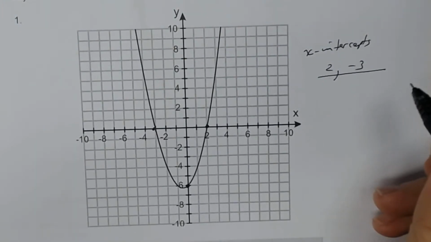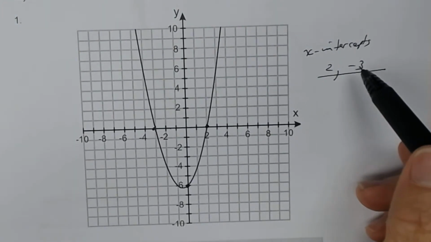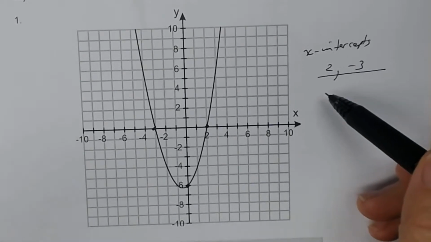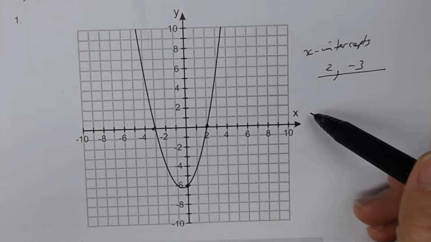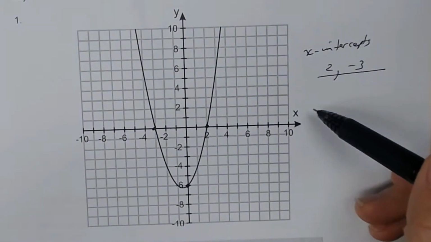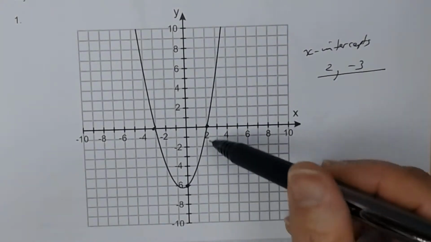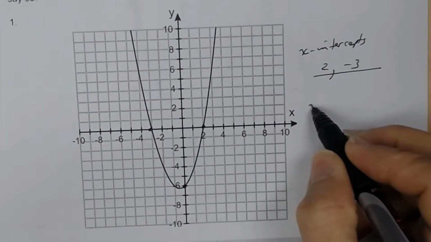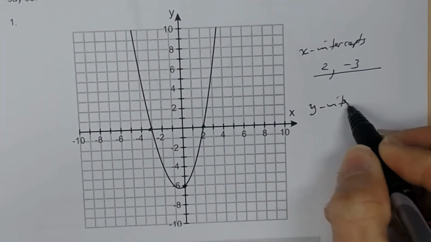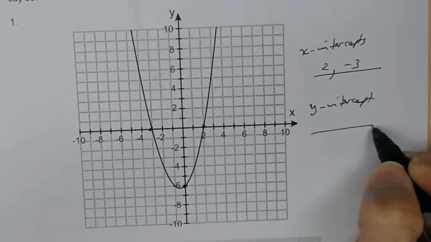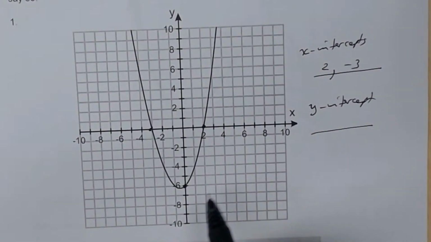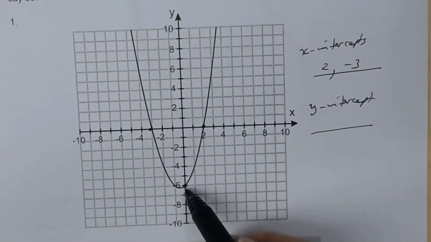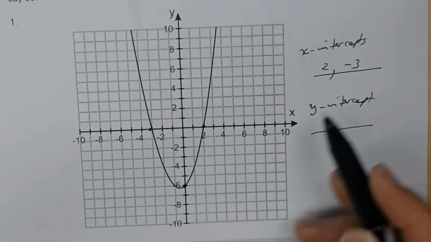So on MyMathLab, or unless specified otherwise, if you're just asked to find the x-intercepts, you just list them. What point, without putting an ordered pair, just list the point. Where does the graph cross the x-axis? And over here, if we're talking about the y-intercept, do the same thing. What's the value of the point, the y-coordinate, where the graph crosses the y-axis? Well, the graph crosses the y-axis here at -6.